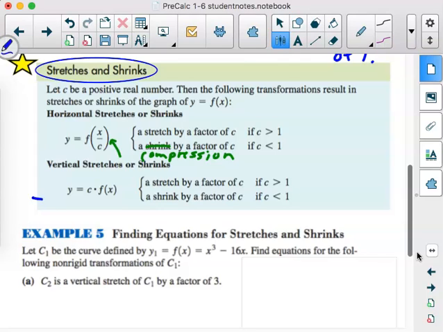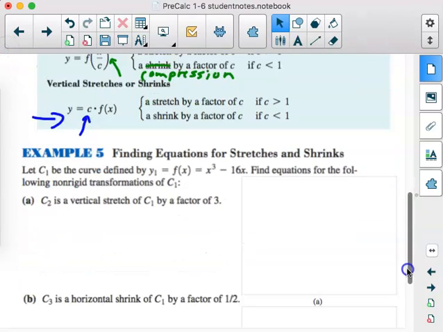And then the vertical stretches or shrinks, we've learned those in the past. We know that if the number in front of the entire equation, whatever our parent function in there, is a number bigger than 1, then we're talking about a vertical stretch. And if we have a fraction that's between 0 and 1, then we're talking about a vertical shrink.